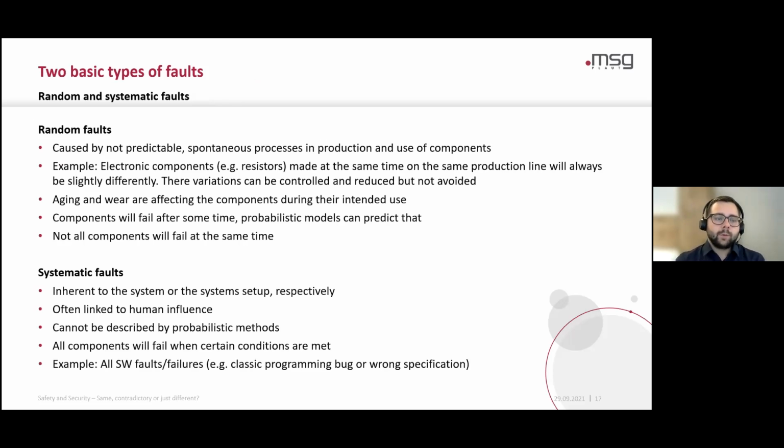Two basic types of faults I mentioned. We have random faults caused by not directly predictable spontaneous processes in production and the use of components. Example again, two electronic components that were made at the same time in the same production line will always be a little bit different. And these variations cause the components not to fail at the same time, even if applied in the same way in the same system or in a similar system. This variation can be controlled via thorough process measures in the production, but it cannot be avoided at all.